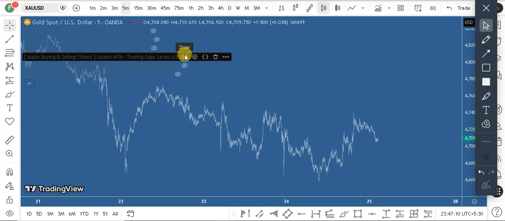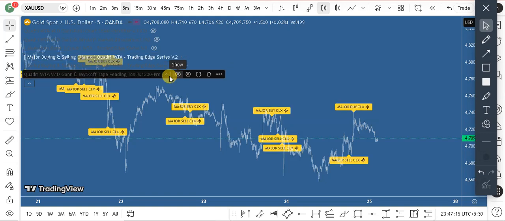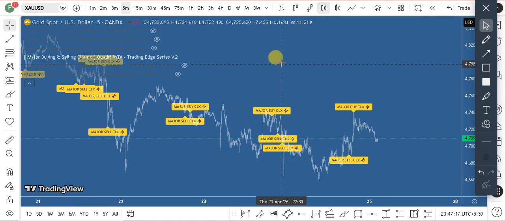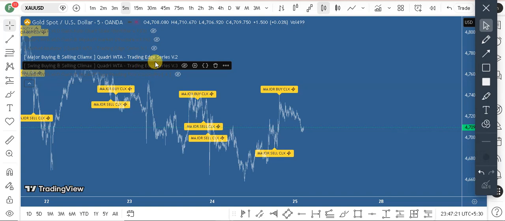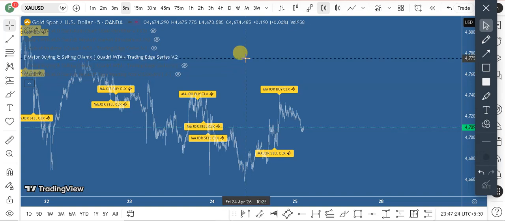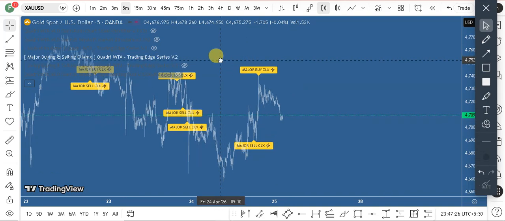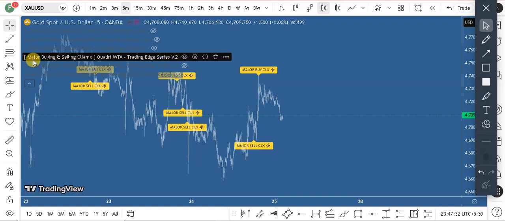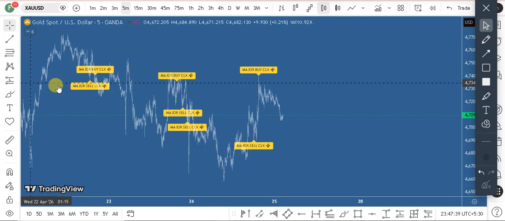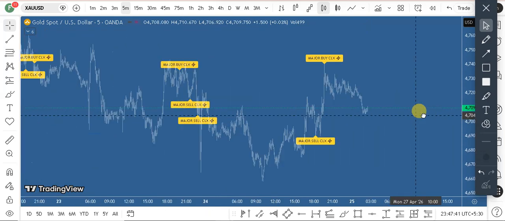So now we'll discuss about the trading edge series of indicators that I have introduced. These are trading edge series indicators to getting your trading edge. So this is a major buy sell climax WTA trading edge in series version 2. So how you have to trade based on this tool, and what is the uniqueness of this tool?